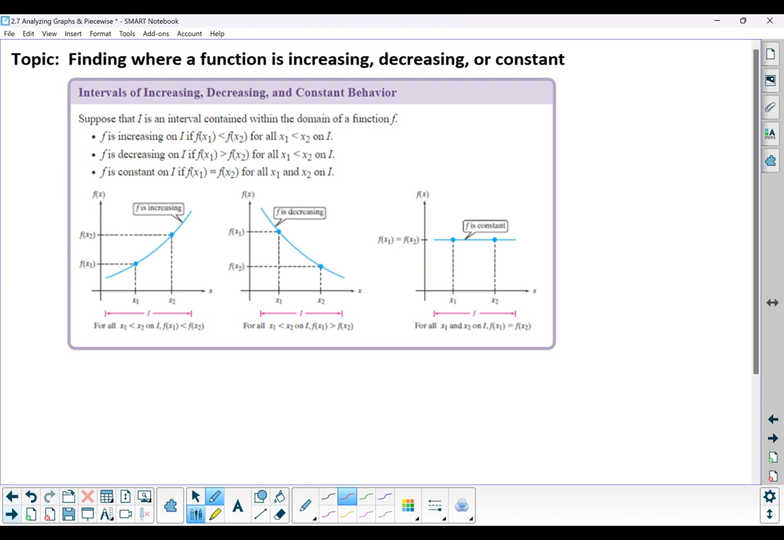All right, so the next topic has to do with where functions are increasing, decreasing, or constant. So a function is increasing if you see it rising from left to right. It's decreasing if it's falling from left to right. And constant means that it's staying at the same height. When we talk about intervals of increase, decrease, or constant behavior, we are always reporting our answer in interval notation.